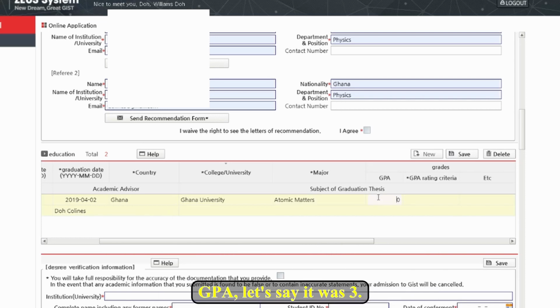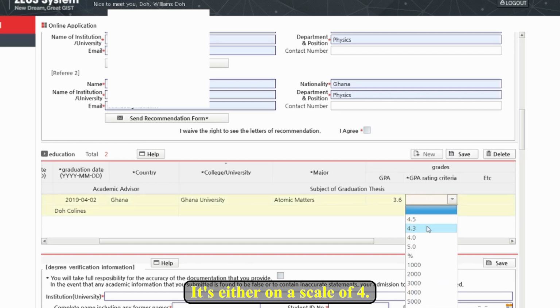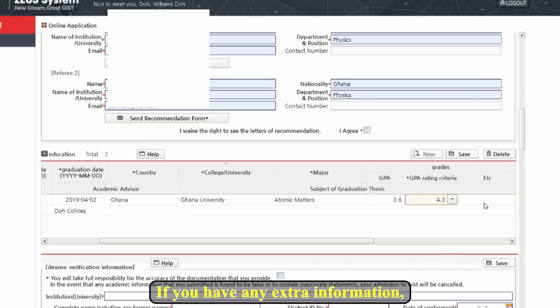GPA, let's say it was 3.6 on a scale of what? It's either on a scale of 4.5, 4.3, 4.0, 5.5, or maybe it's on a 1,000, 2,000, 3,000. You have to make sure you select one. Let's say it's on a scale of 4.3 here. If you have any extra information, you can write it down there. Next thing, make sure you save.